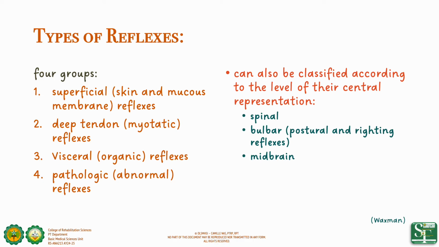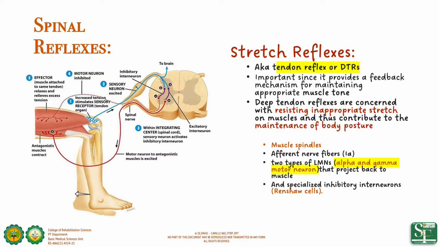So kailangan familiar din kayo doon. Now, this can also be classified according to the level of their central representation. We have spinal, bulbar, and the midbrain. This is more specific to the area ng body structure kung anong gusto nyong i-assess, no? Pwede kayong mamili ng reflex kung gusto nyong i-assess spinal lang, okay, or bulbar, or midbrain lang. Okay, and this is mostly following the primitive reflexes, no?